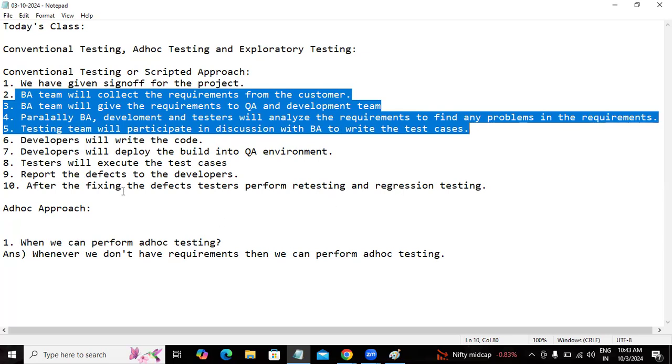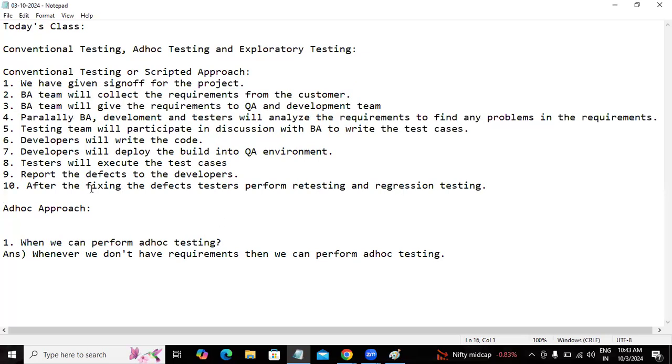Any type of project, whether they follow conventional testing or Adhoc testing, initially the client provides the demo. In the demo, they explain what the customer expectations are. Based on their expectations, we need to perform application testing.